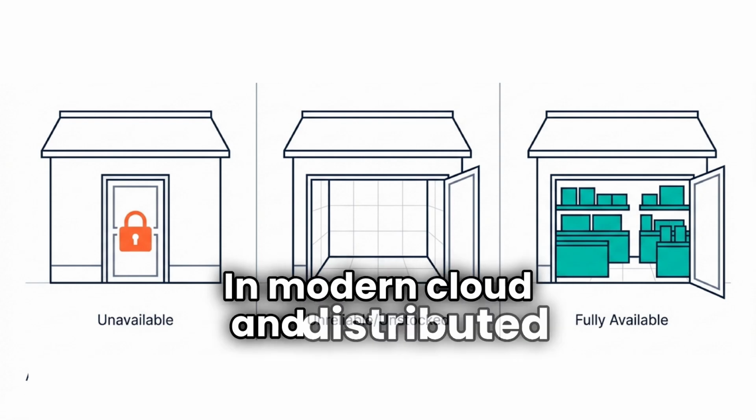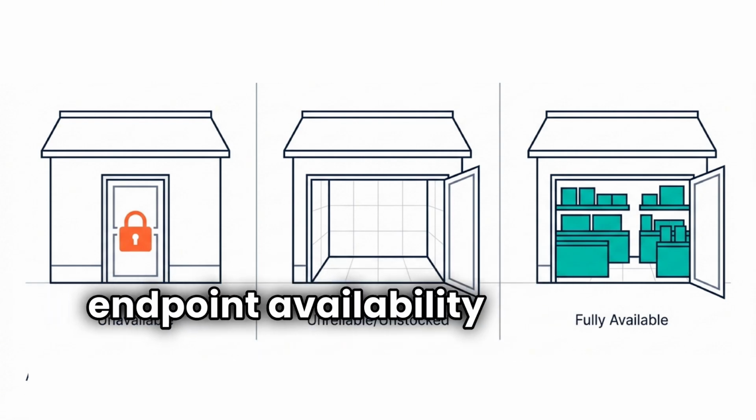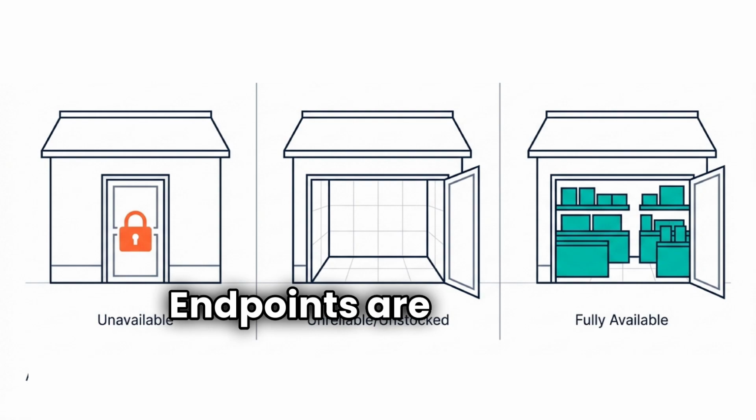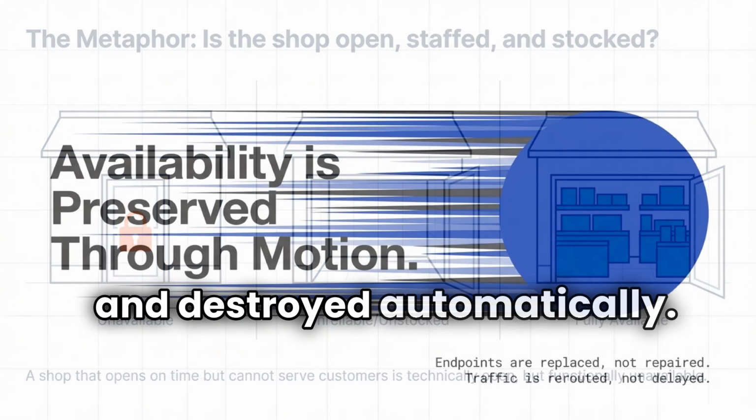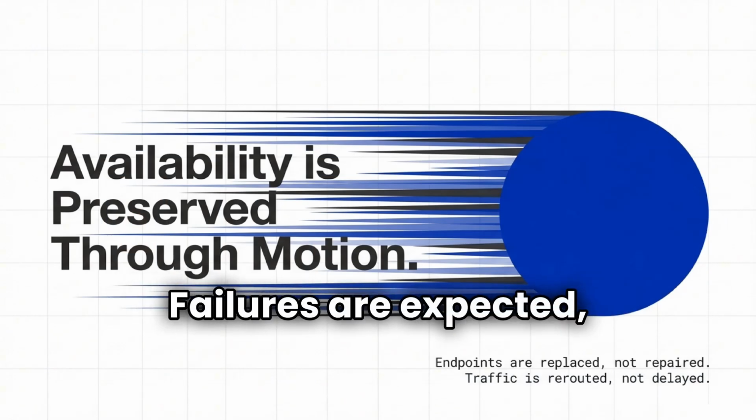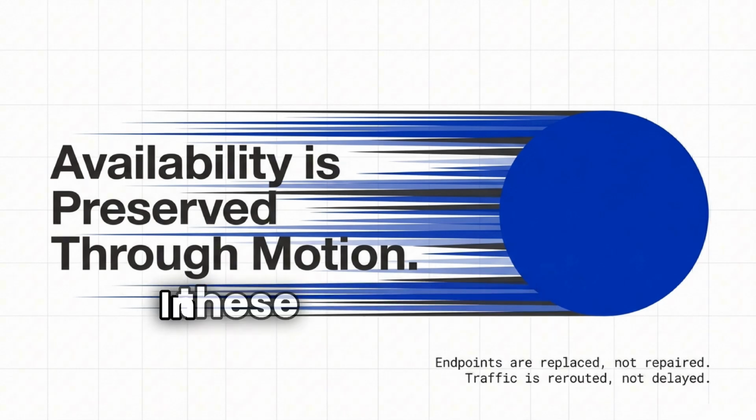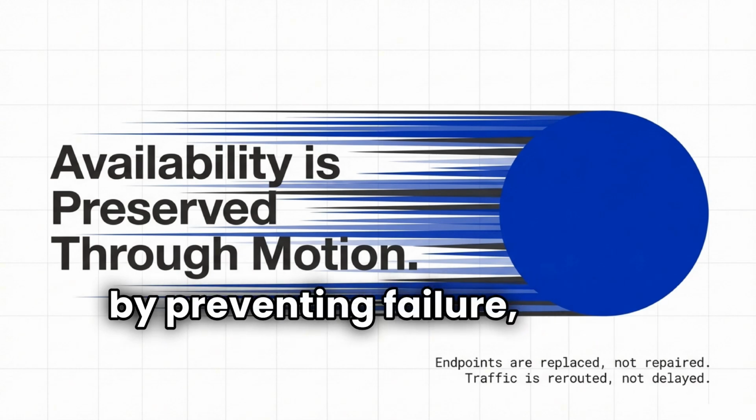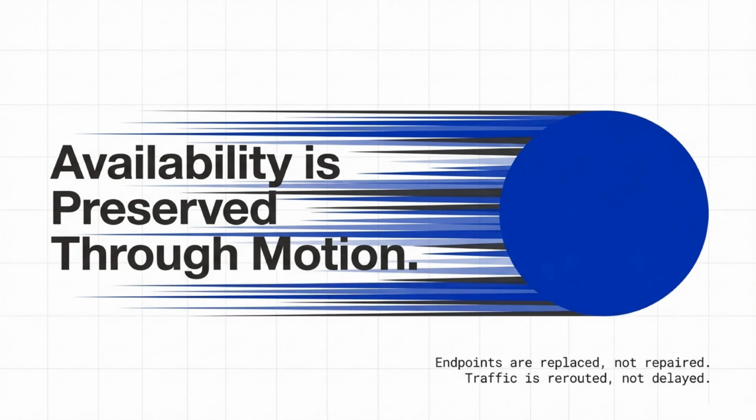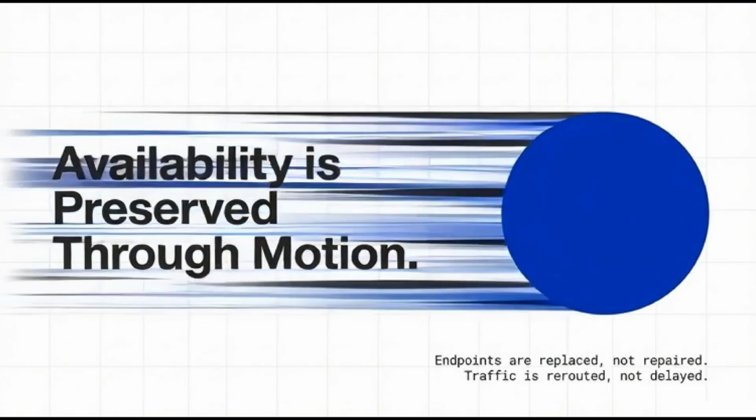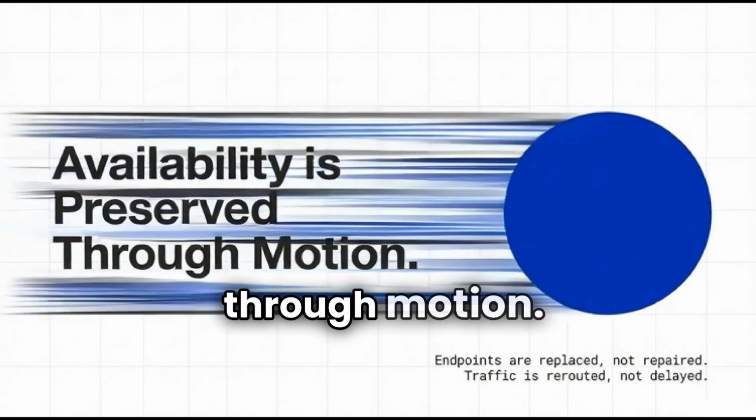In modern cloud and distributed environments, endpoint availability becomes even more dynamic. Endpoints are created and destroyed automatically. Traffic shifts constantly. Failures are expected, not exceptional. In these environments, availability is maintained not by preventing failure, but by responding to it quickly. Endpoints are replaced instead of repaired. Traffic is rerouted instead of delayed. Availability is preserved through motion.